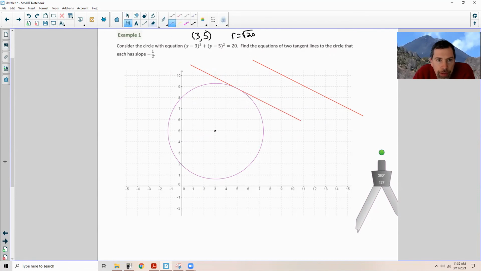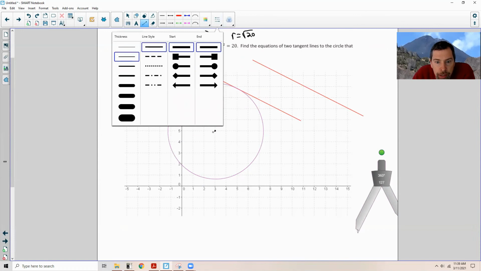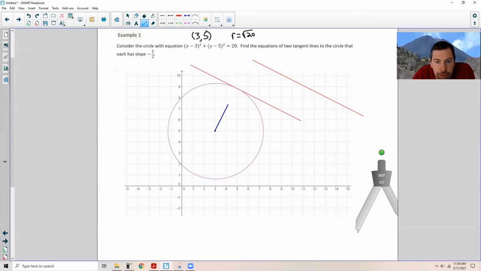Well, what do we know about the point of tangency C? Well, that's going to be perpendicular to our radius. So if I draw a radius from the center up to my point of tangency, which is somewhere around there, I am forming a right angle. That is what point of tangency means.